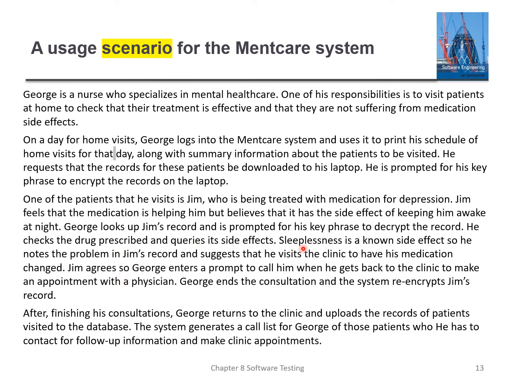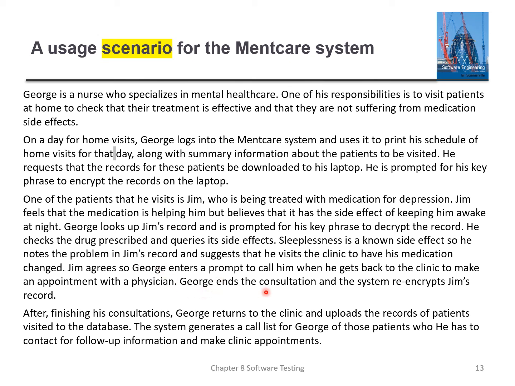So he's retrieving the information about the medication of his patient, and from there he knows that sleeplessness is a side effect of the medication taken by Jim, and suggests that Jim visits the clinic to have his medication changed. Jim agrees. So George enters a prompt to call him when he gets back to the clinic to make an appointment with a physician. So there is a mechanism for making appointments.